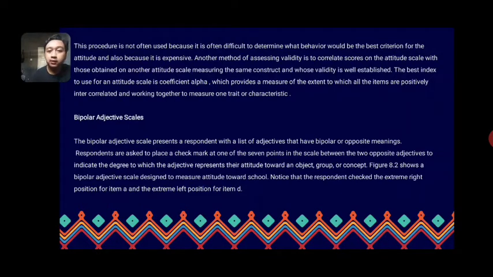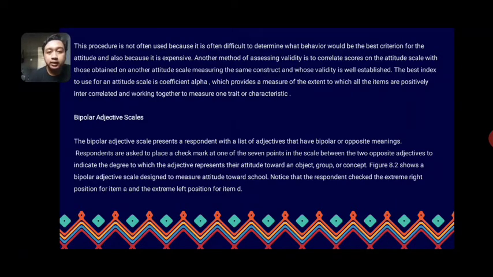The best index to use for an attitude scale is coefficient alpha, which provides a measure of the extent to which all the items are positively intercorrelated and working together to measure one trait or characteristic.